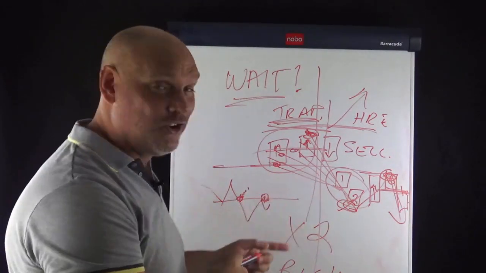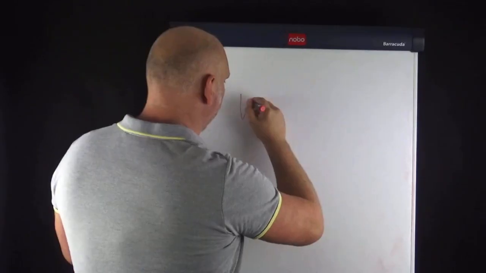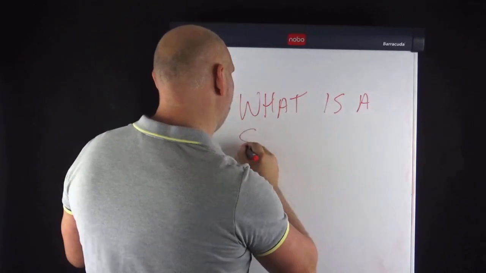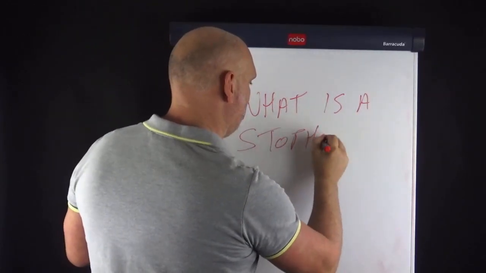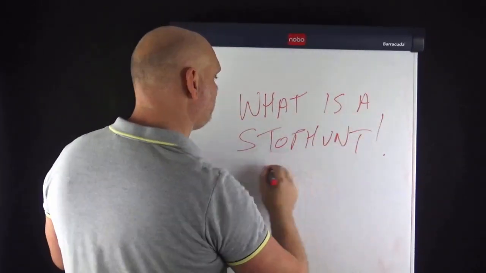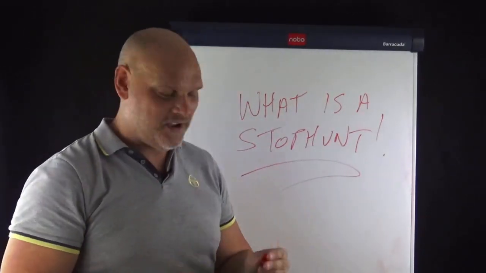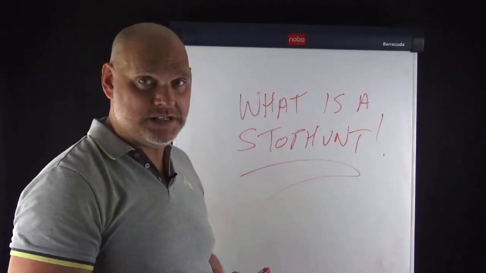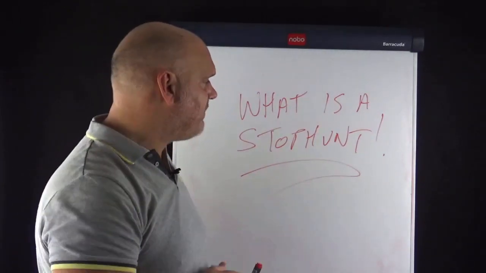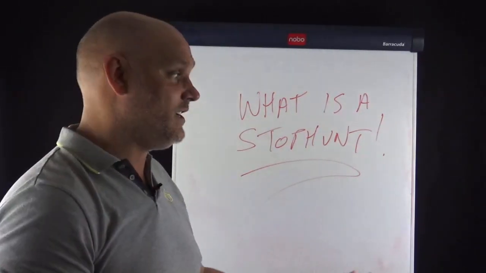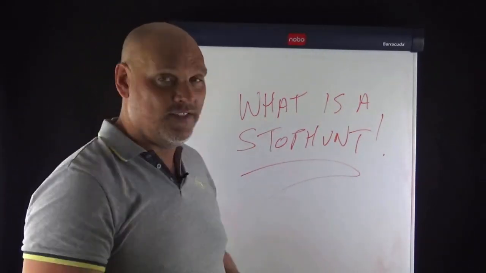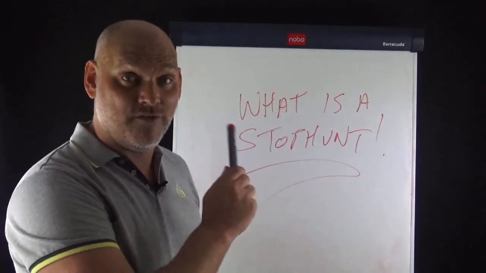Now let's take a look at the second setup, which is a stop hunt. So what is a stop hunt? And is it real? The fabled stop hunt. Loads of people talk about it. Not many people understand it. It's like a bit of a conspiracy in the financial markets. Does it occur? Does it not occur? How do you take advantage of it? Can you see it on a chart? And the answer is yes, you can. I'm going to show you how to do that right now.